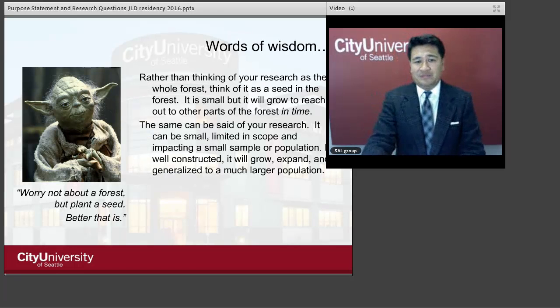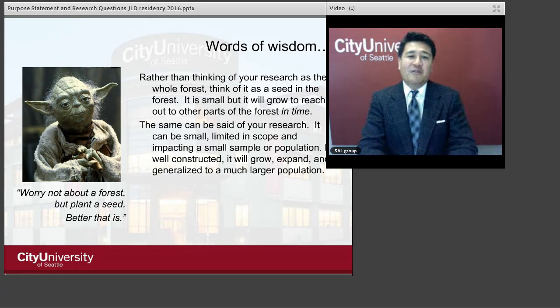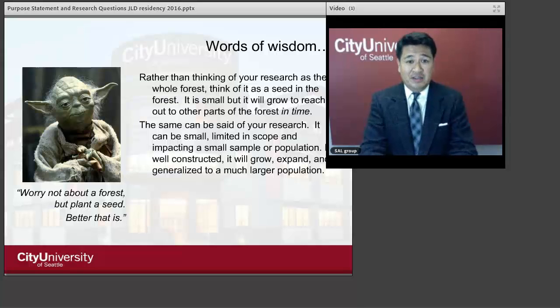Here's some words of wisdom. Rather than thinking of your research as the whole forest, think of it as a seed in the forest. It is small, but it will grow to reach out to other parts of the forest in time. The same can be said of your research. It can be small, limited in scope, and impacting a small sample or population. If well constructed, it will grow, expand, and generalize to a much larger population. Worry not about a forest, but plant a seed.